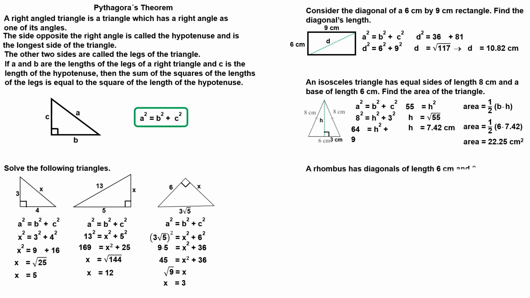A rhombus has diagonals of length 6 cm and 8 cm. Find the length of its sides and its area. Pay attention to this problem.